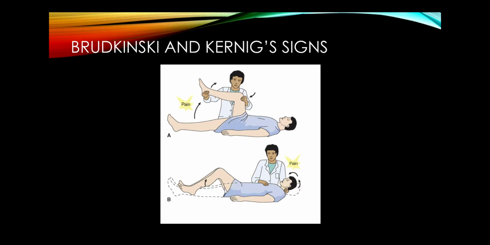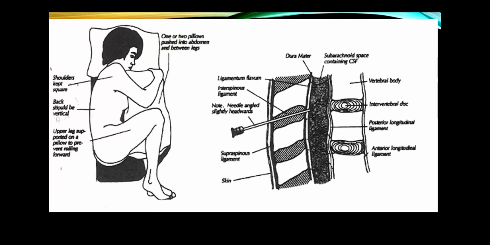The Kernig sign is where you flex the hip and then you try to straighten here at the knee. And the patient will have extreme pain when you try to do that. And the reason is nerve roots, like the cauda equina, exit through the subarachnoid space and they're passing through. And so when you try to extend the leg in this position, you're stretching those nerve roots, which are already inflamed by either the meningitis or the subarachnoid hemorrhage.